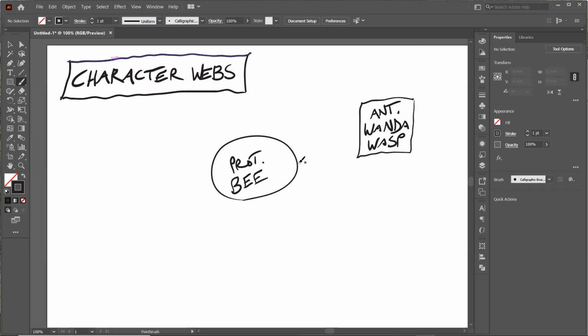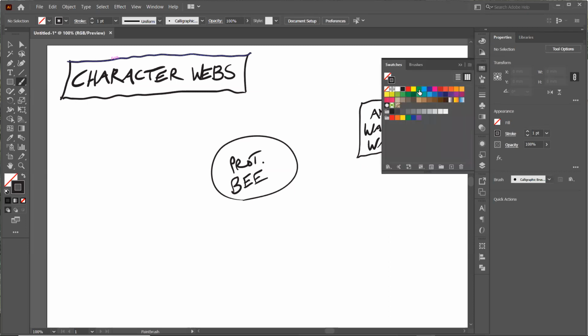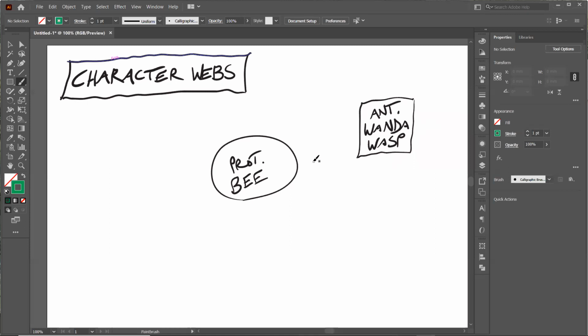Okay. So how to start with making the character web? We need arrows between them. So I'll change color for now. So let's assume that Wanda, or let's think that maybe B thinks that Wanda is her friend. So let's make a nice green arrow from B towards Wanda. So B is Wanda's friend.